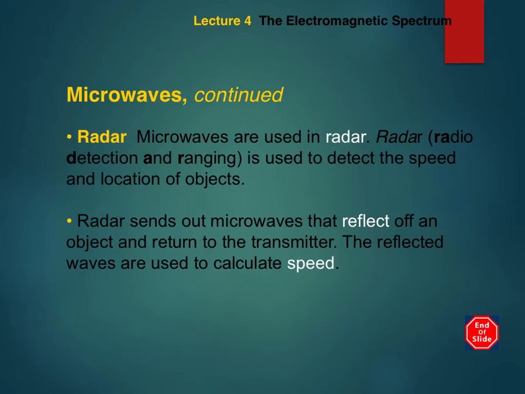Microwaves are also used in radar. I didn't know this until a few years into teaching, but radar is actually an acronym. It stands for radio detection and ranging. When you send a microwave out from a radar station towards something, it bounces off whatever you're sending it at, whether that's a car or a fighter jet in enemy airspace. That microwave reflects off the object and returns back to the transmitter.